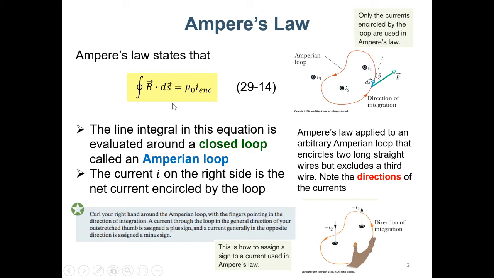So which means that for the left hand side, we have this line integral, and mu zero is a constant. We need to consider what is the I enclosed. For this case, it is nothing but I1 minus I2. And that's it, I1 minus I2. Any questions? This is very important.